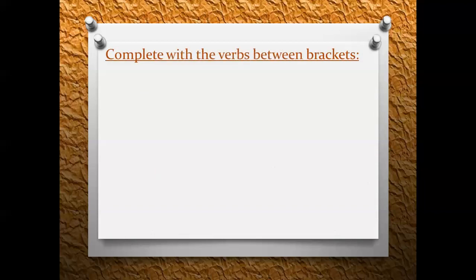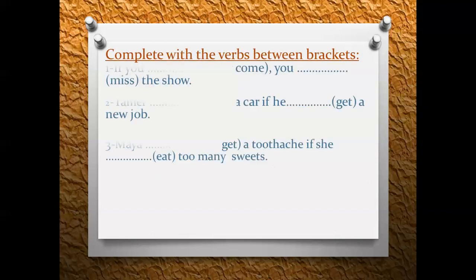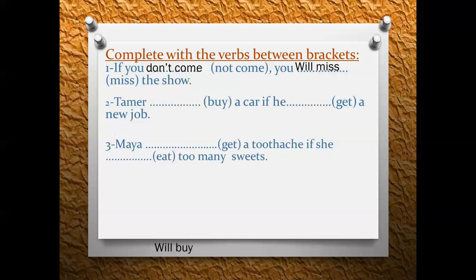Now, another exercise. Complete the verbs between brackets. Number one, if you not come, you miss the show. The answer is, if you don't come, you will miss the show. Number two, Tamer buy a car if he get a new job. Tamer will buy a car if he gets a new job. That's right. Number three, Maya get a toothache if she eat too many sweets. The answer will be, Maya will get a toothache if she eats too many sweets.